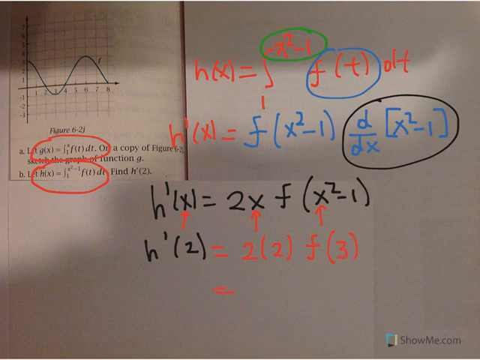And what is f of 3? To find f of 3, you look at the graph of f. Here's x is equal to 3, and f of 3 is negative 1, as you can tell from the graph. We have the point (3, -1) on the graph of f. So we have 2 times 2 is 4, and f of 3 is negative 1. So the answer is -4 for h prime of 2.